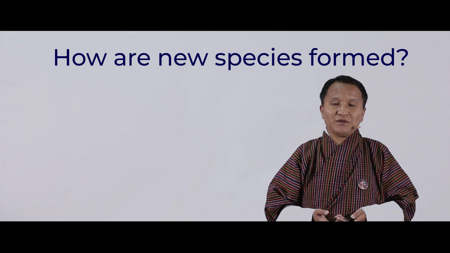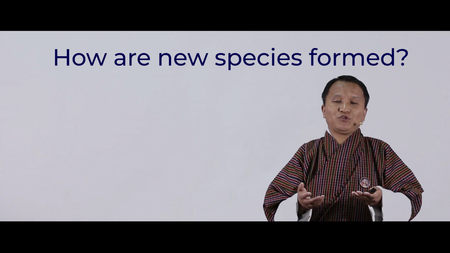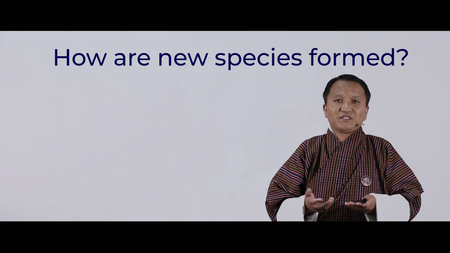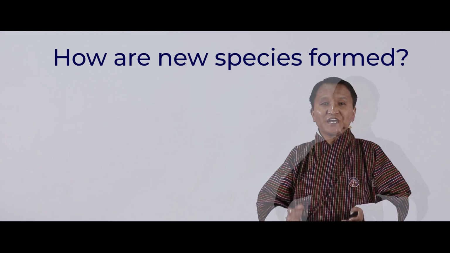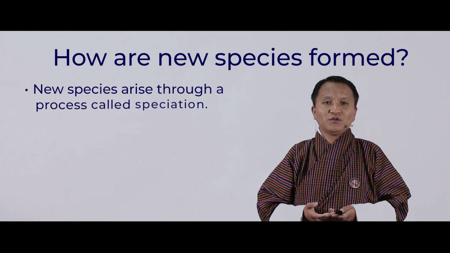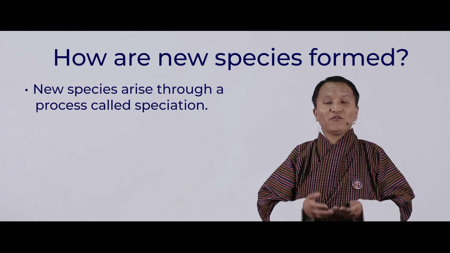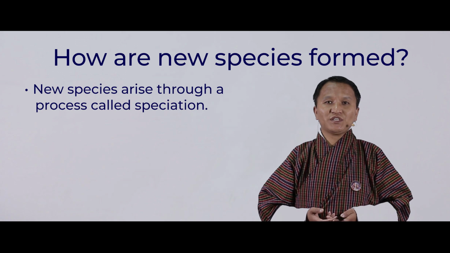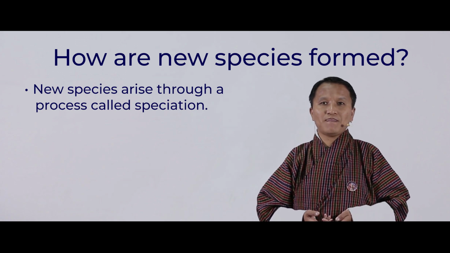But how did that happen? It all happened through a process called speciation. But what is speciation? Speciation refers to the evolution and origin of new species from species which are already existing. That is called speciation.